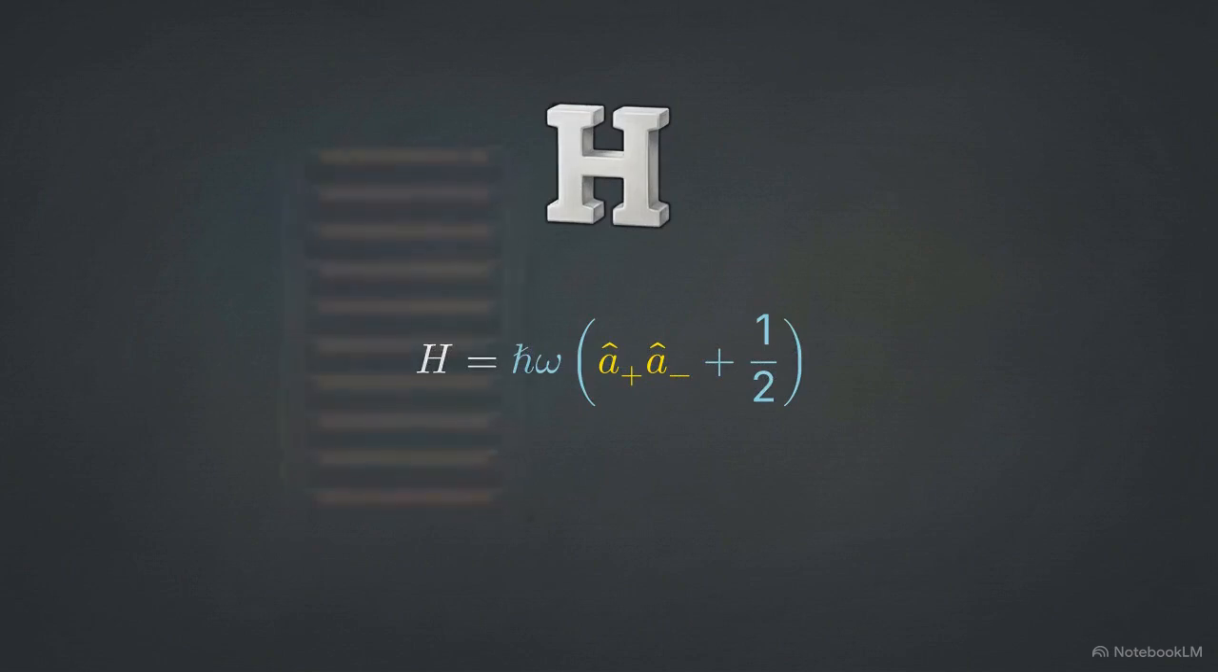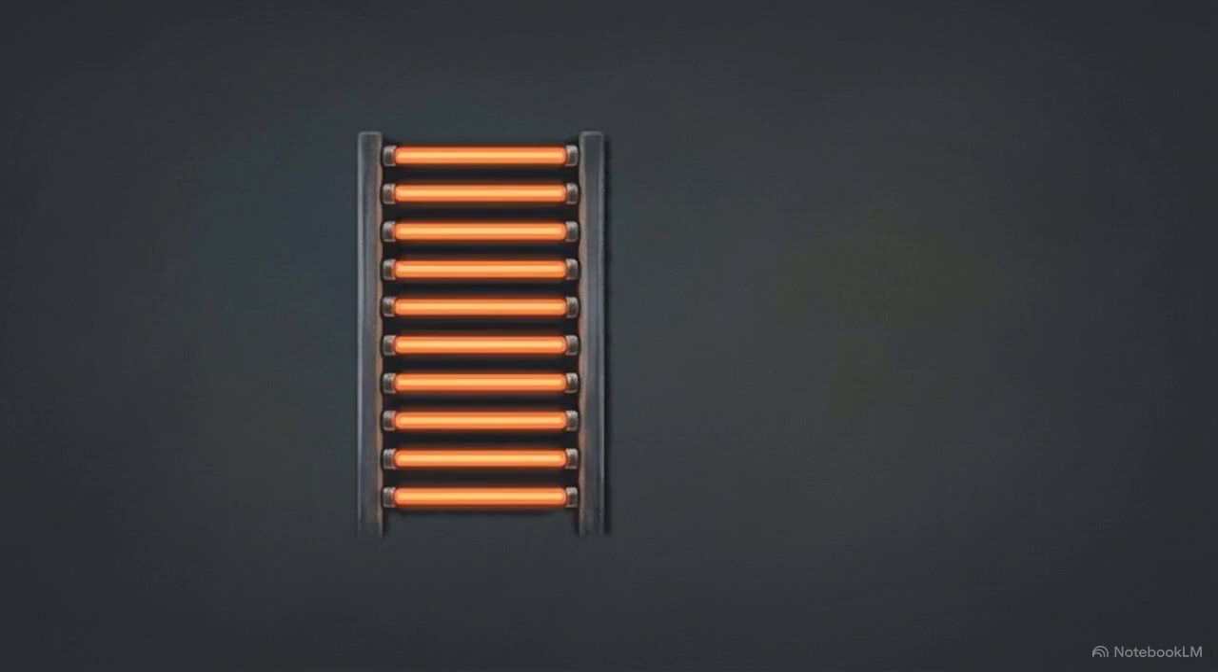Since a system cannot have negative infinite energy, there must be a ground state. Applying the annihilation operator yields 0, defining the bottom of our ladder. Plugging this into the factored Hamiltonian solves for the ground state energy, E0 equals 1/2 h bar omega.